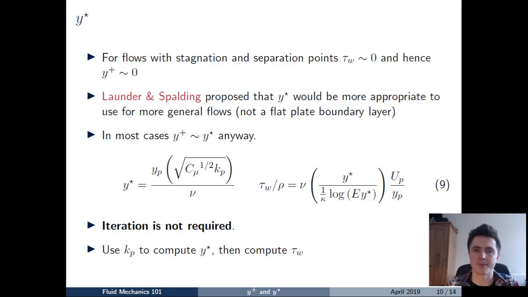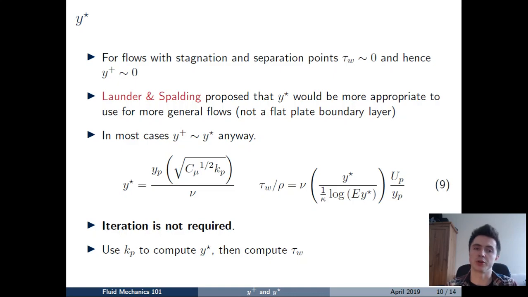So how about y star? Now, in addition to wanting to avoid iteration, early CFD code adopters found that for flows where we have stagnation or separation points, the wall shear stress tau sub w becomes very small, and indeed with the case of separation, the wall shear stress will transition through 0 and become negative as the flow separates. And this can be quite difficult for the previous treatment of yPlus to deal with, because that expression, equation 8, can quickly become singular and lead to divergence.